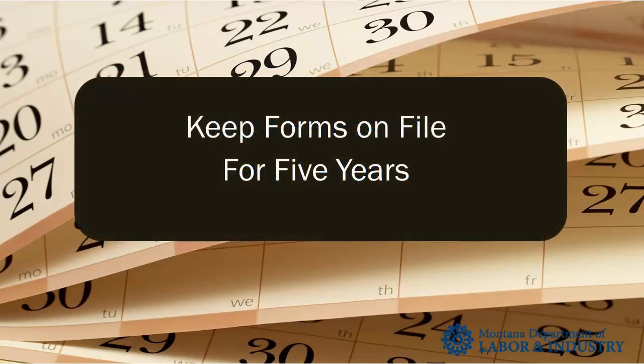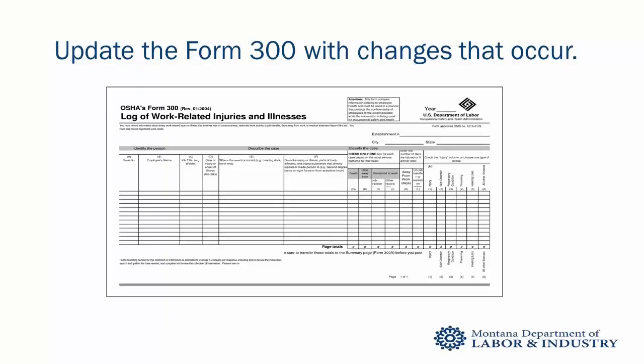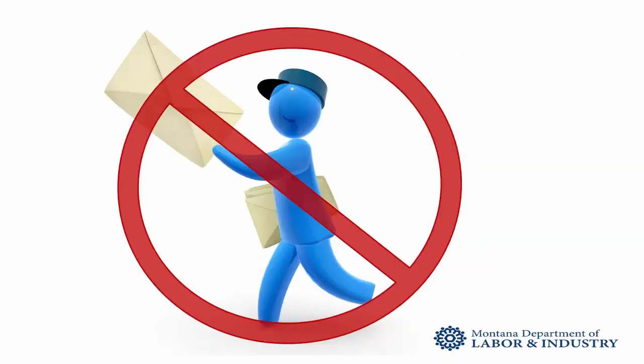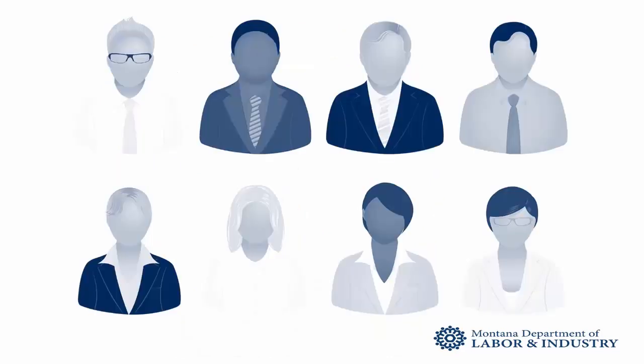You must keep these forms on file for 5 years following the year to which they pertain. You must also update the Form 300 with any changes that may occur to the recorded cases during that period. Do not send completed copies of the forms to OSHA unless asked to do so. You must make the forms available to employees, former employees, their representatives, and to OSHA officials upon request.